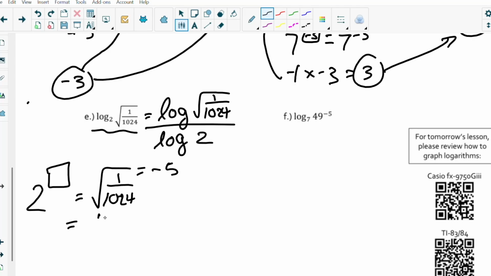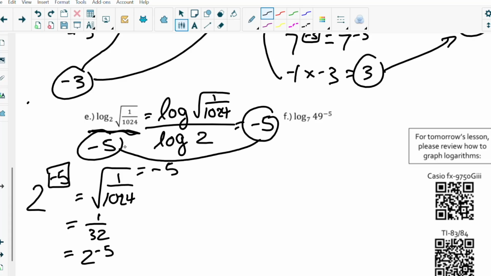So if I do 32 times 32, that's 1024. So this is 1 over 32. And that's 1 over 2 to the 5th, which is 2 to the negative 5. So this has to be negative 5. So log base 2 of the square root of 1 over 1024 is negative 5. And when you do this on a calculator, that's negative 5, same.